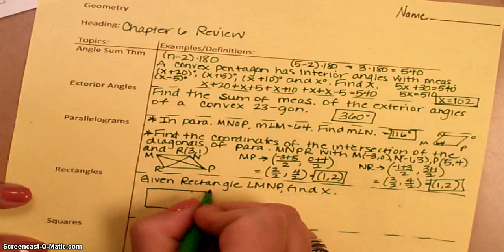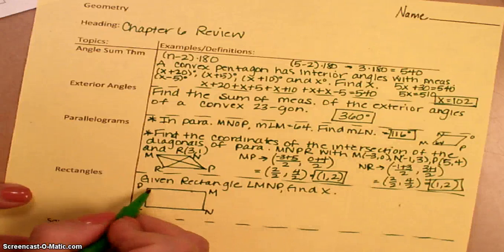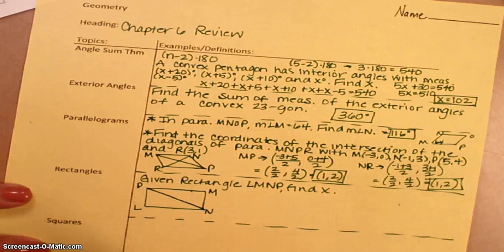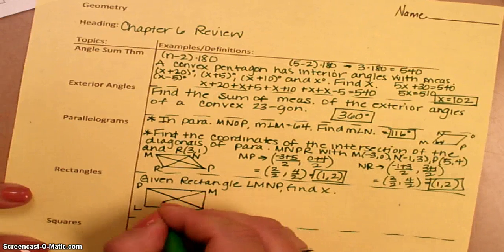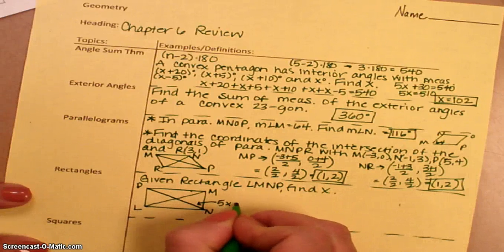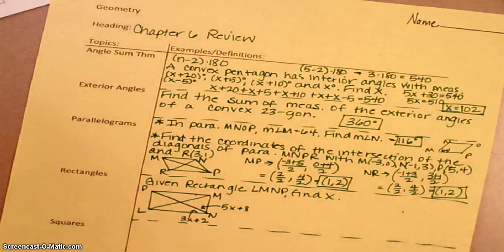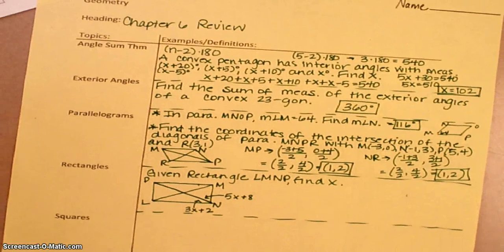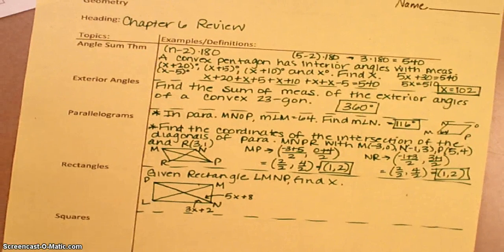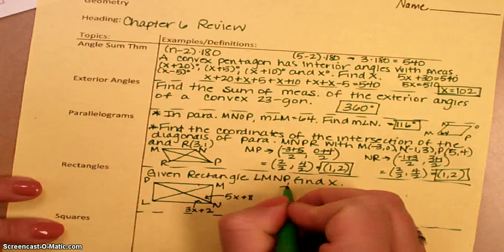And M, N, L, P. That and this are diagonals. This angle right here is 5x plus 8. This angle right here is 3x plus 2. Okay, so rectangle. What makes a rectangle? The 4 right angles. So these two are going to add up to 90.